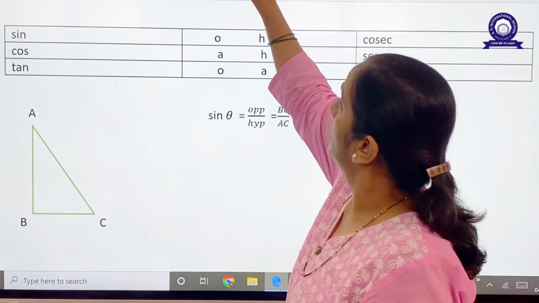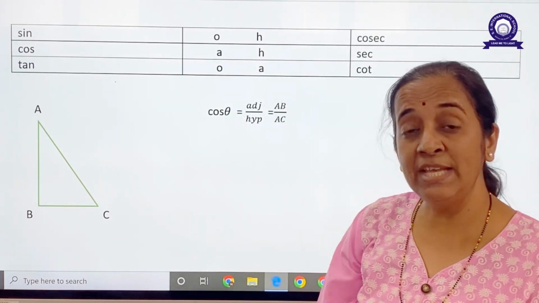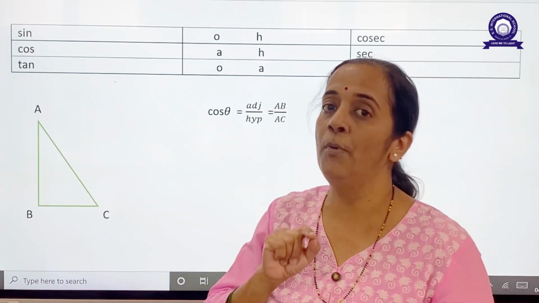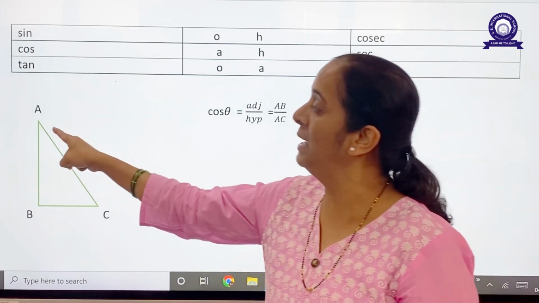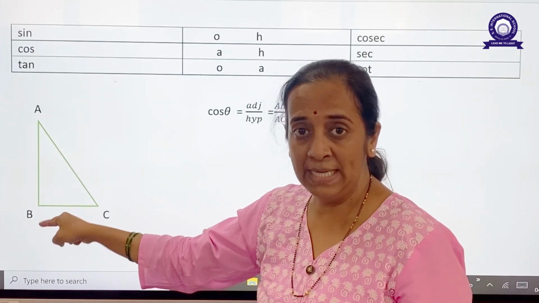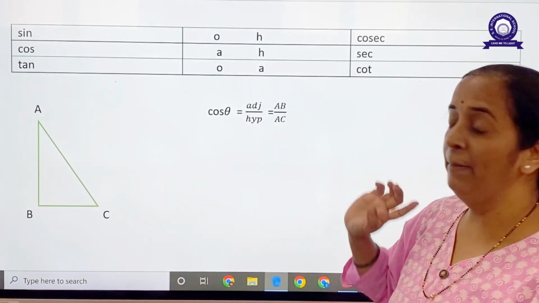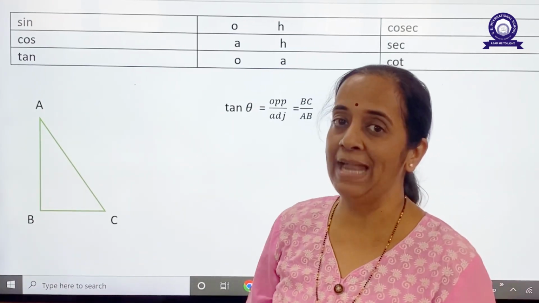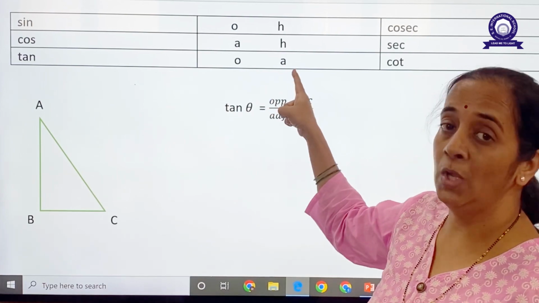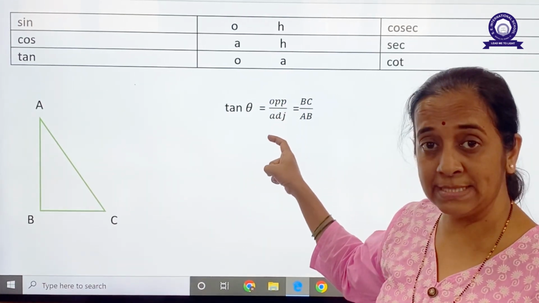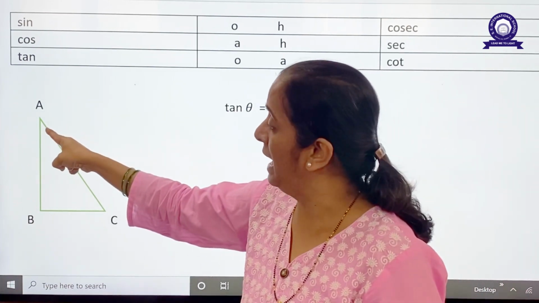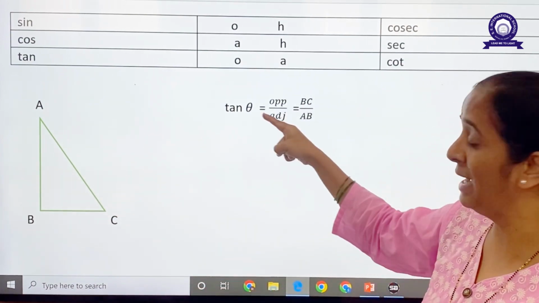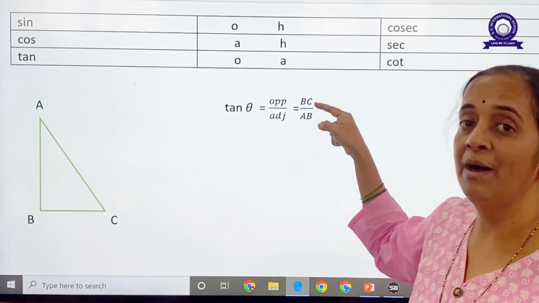Next is cos ratio. What is the basic formula of cos ratio? It's AH, means adjacent side upon hypotenuse. So with respect to angle theta, AB will be its adjacent side and AC will be its hypotenuse. So cos theta is equal to AB upon AC. Next is the tan ratio. What is the formula of tan ratio? OA, means opposite side upon adjacent side. With respect to theta, BC will be its opposite side and AB will be its adjacent side. So that's why tan theta is equal to BC upon AB.